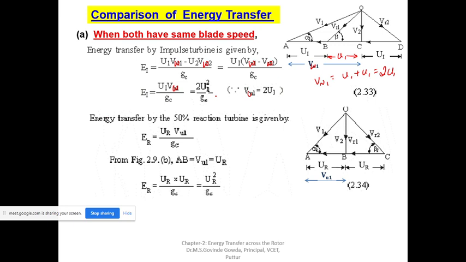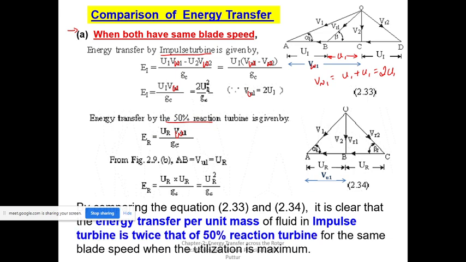Okay. So energy transfer by 50% reaction turbine is given by U1 UR VW1. So that is UR square by GC. Okay, energy transfer by 50% reaction turbine. The earlier one is for the impulse turbine. You just make a note of it. What is the condition here? When they both have the same blade speed. At that condition we are talking about here.